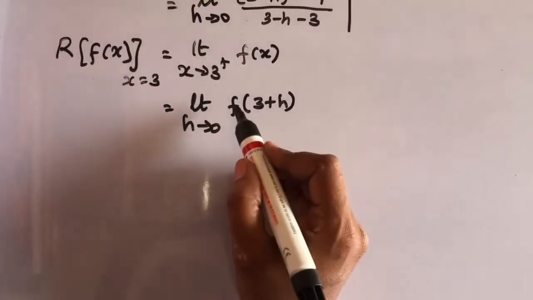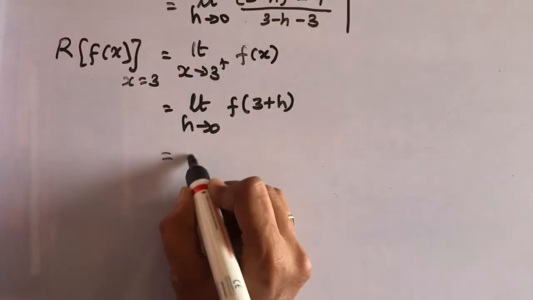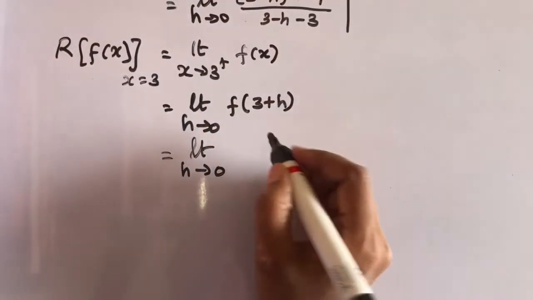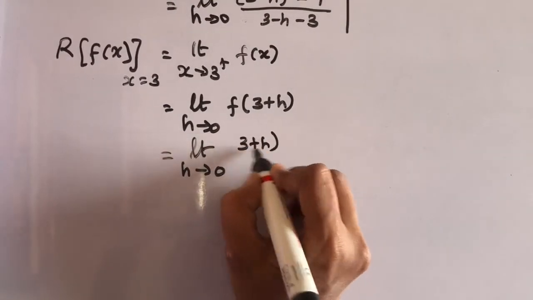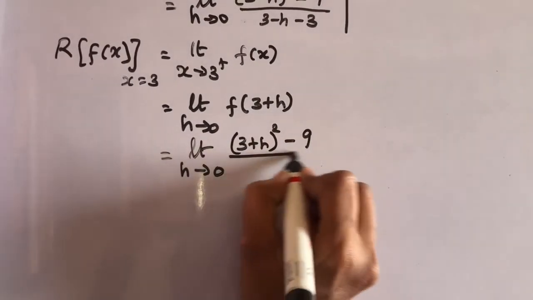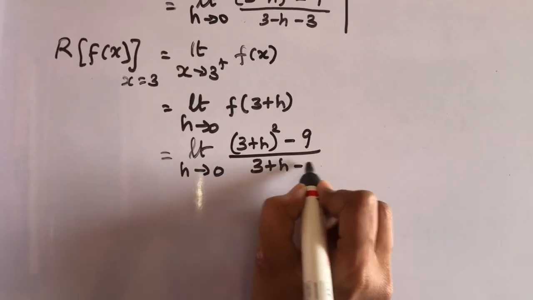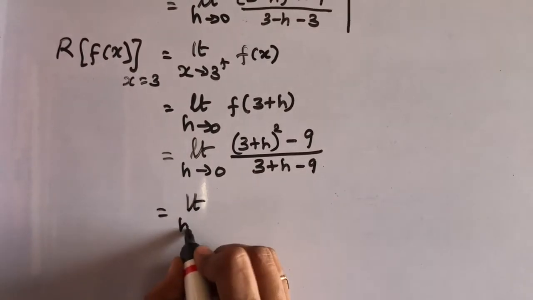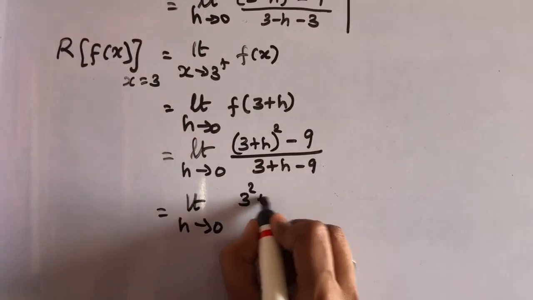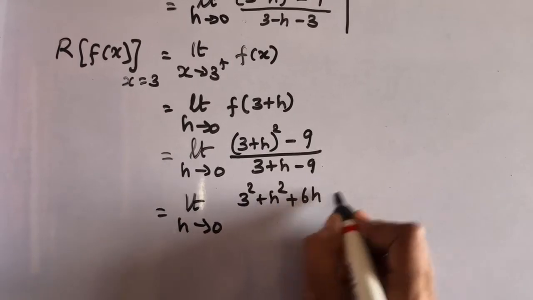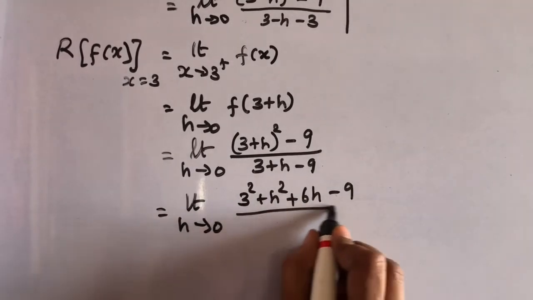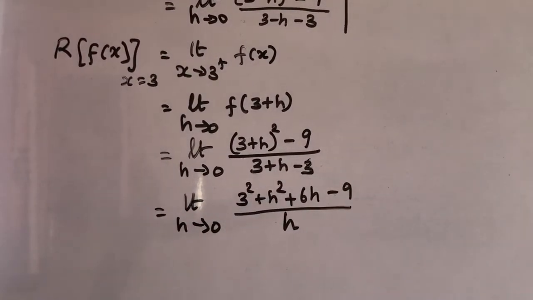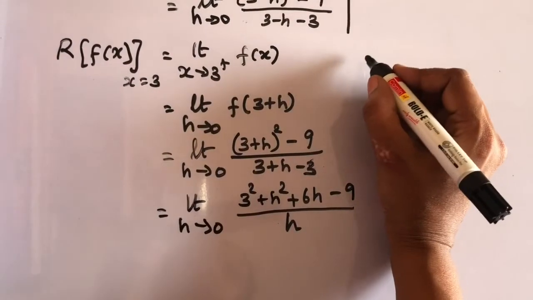So, that is equal to limit h tends to 0 f of x, that is 3 plus h the whole square minus 9 divided by 3 plus h minus 3, that is limit h tends to 0 3 square plus h square plus 6h minus 9 divided by, sorry, here it is 3. 3 and 3 will get cancelled, in the denominator it is h.